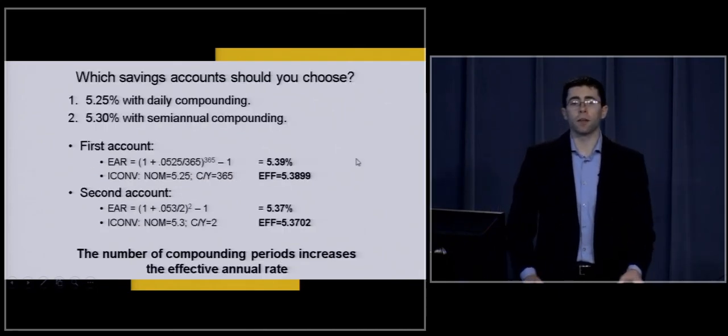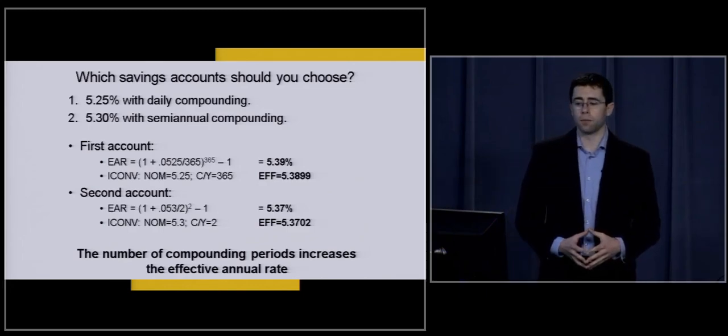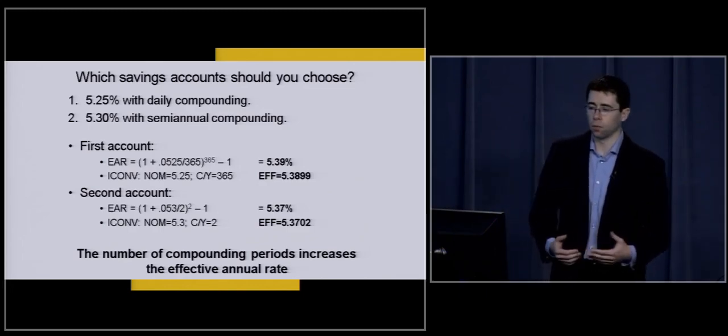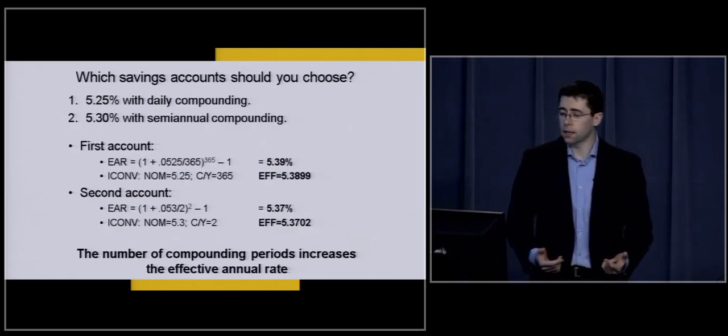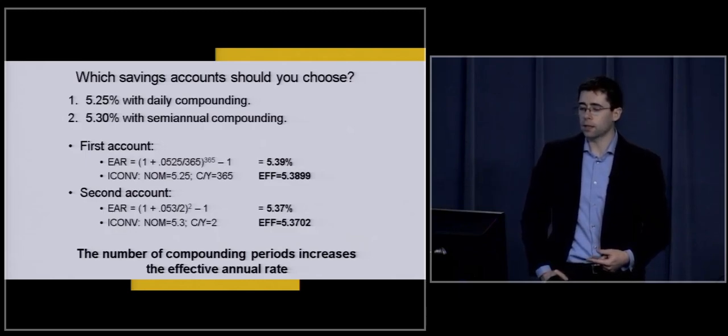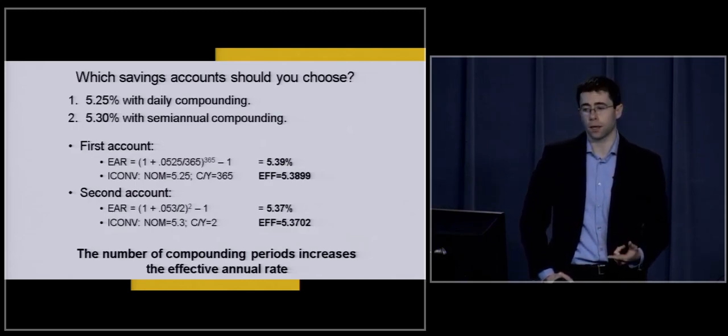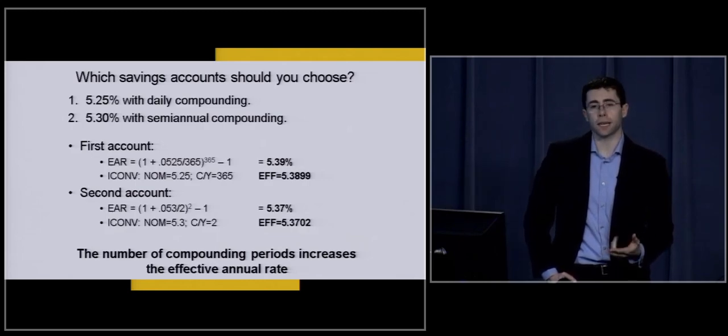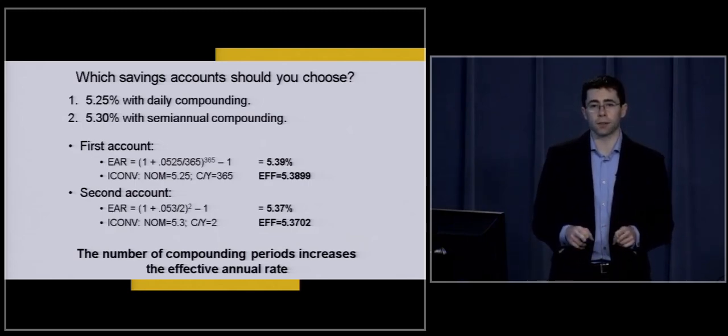So let's say you're given 2 savings accounts that you can use to park your money, each at a different bank. The first savings account offers you a 5.25% APR with daily compounding. And the second savings account offers you a 5.30% APR with semi-annual compounding. All right, so let's talk about how we calculate which savings account is going to offer you the higher interest rate. Well, we could do 2 different things to calculate our EAR, that effective annual rate that we use to compare those 2 savings accounts' interest rates.